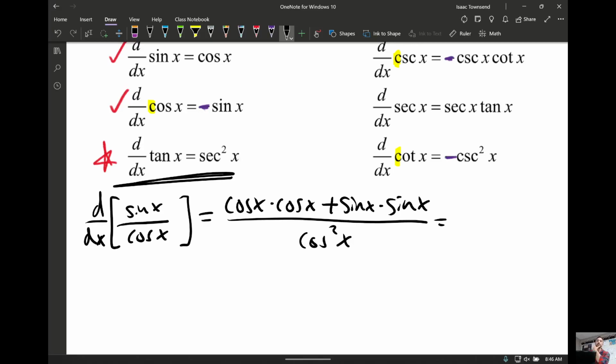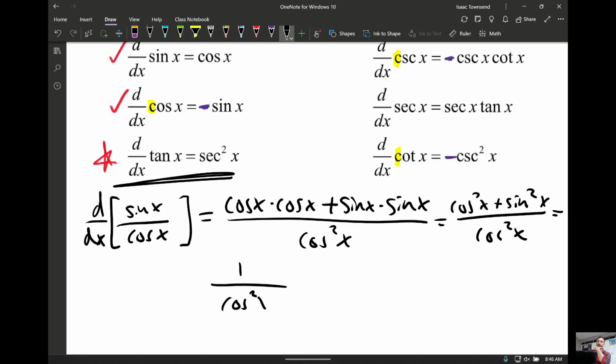Your numerator becomes cosine squared plus sine squared. And what is sine squared plus cosine squared always equal to? 1. That's the biggest, most popular Pythagorean identity. And 1 over cosine is what? Secant. So 1 over cosine squared is secant squared.